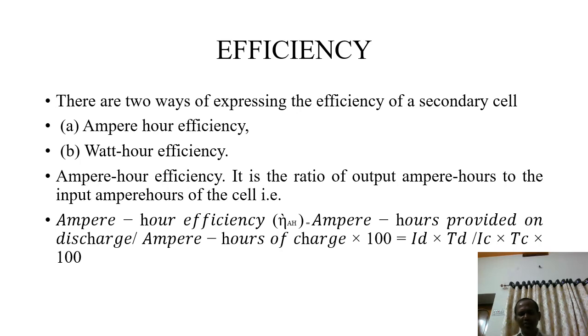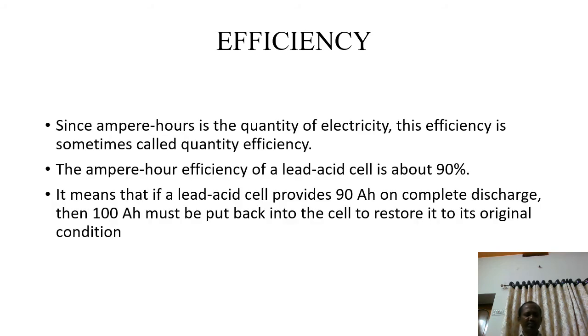Are all of you getting this point? What is the ampere hour efficiency? It is the ratio of output ampere hours to the input ampere hours of the cell. Second is watt hour efficiency, which we will define next. Before that, we can learn some points. Since ampere hour is the quantity of electricity, this efficiency is sometimes also called quantity efficiency.